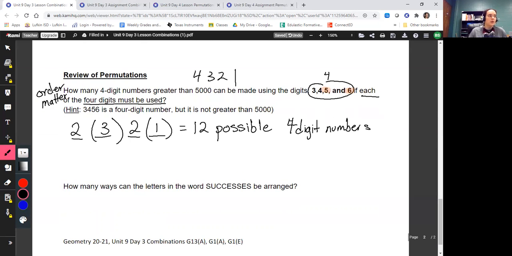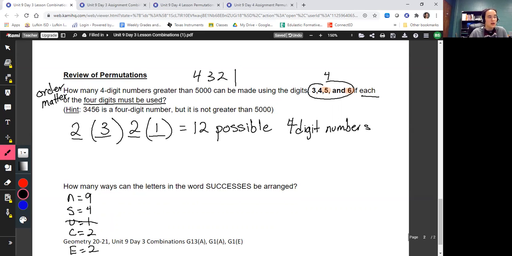And our last example: we want to know how many ways the letters in the word successes can be arranged. So this is like the Mississippi problem. We need our total number of letters: 1, 2, 3, 4, 5, 6, 7, 8, 9 total. And then we need our repeats. We've got multiple S's, 1, 2, 3, 4 of them. We only have 1 U, so I'm not really worried about that one, there's no actual repeat. We have 2 C's and we have 2 E's.